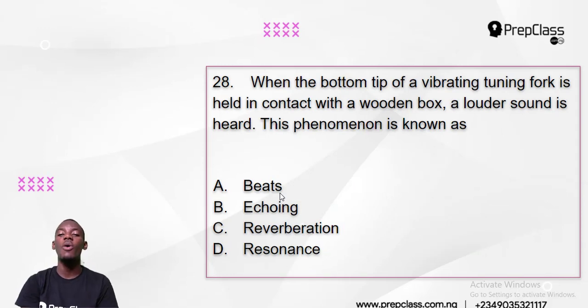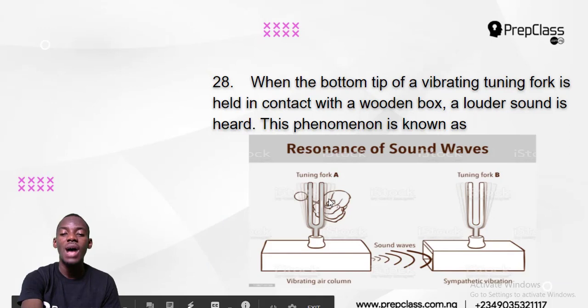When the bottom tip of a vibrating tuning fork is held in contact with a wooden block, a louder sound is heard. This phenomenon is known as what? Do you have any idea? You must have heard about tuning fork before now, and about tuning fork producing sound through a wooden box. Now, is this beat or echoing or reverberation or resonance? This is resonance of sound waves. So the answer is resonance.